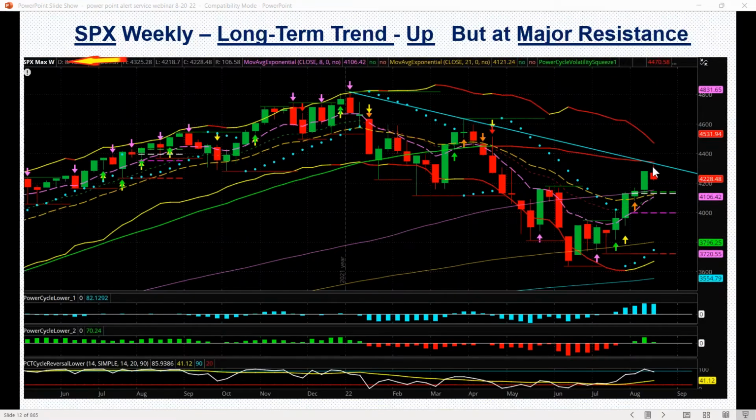Now you can see it came up and almost touched, to the penny, that descending trend line. We've got cycles 1 and 2 that were up, and you see this was a fantastic swing, a weekly long-term trend trade back up from that low back in June. Then we got that massive rally to the upside that lasted about 40 days.